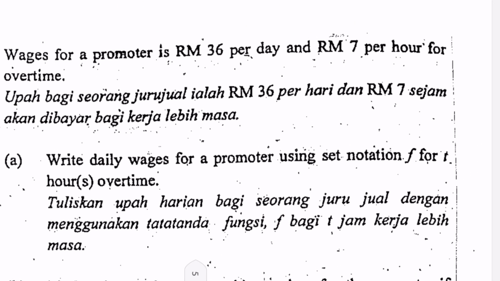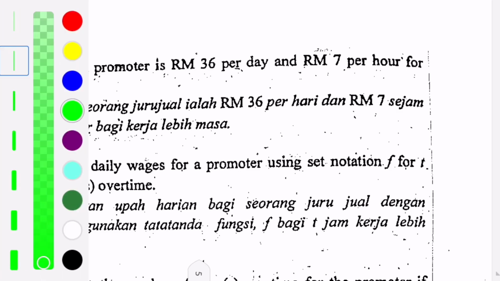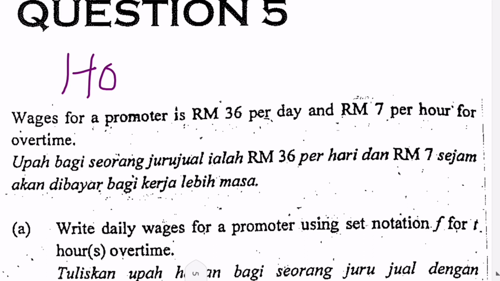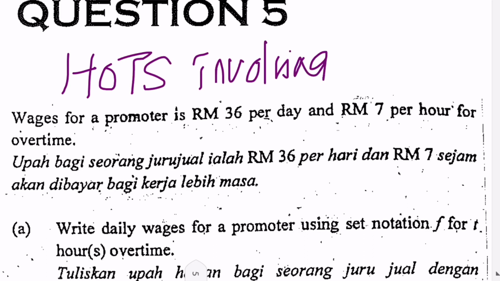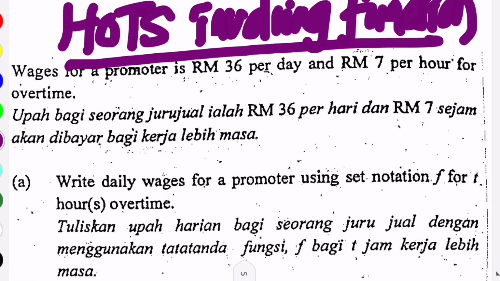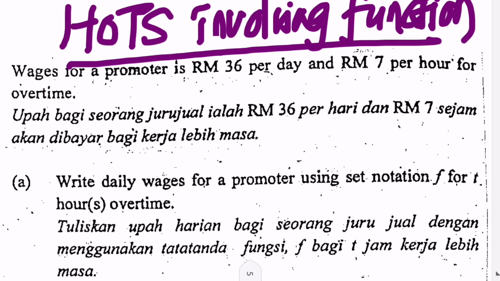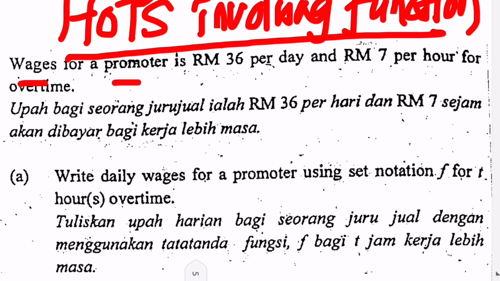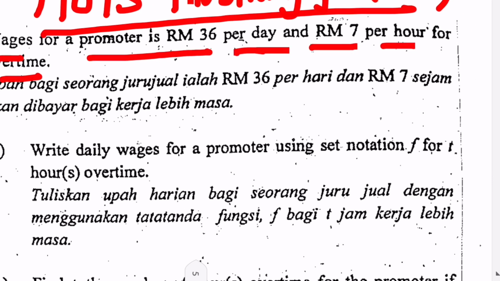Now this is a bit hot because it comes with a story. Wages for a promoter is RM36 per day. That means one day the promoter will earn 36 ringgit and 7 ringgit per hour for overtime. So if let's say you are a promoter, you work for one day, you get 36 ringgit. And if you work overtime, the overtime is 1 hour, 7 ringgit.